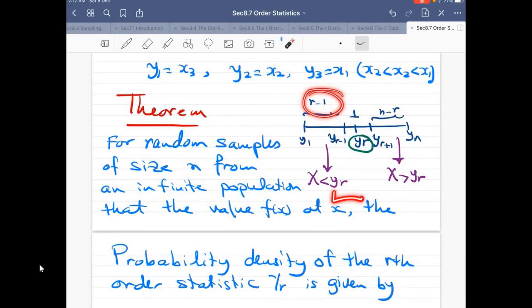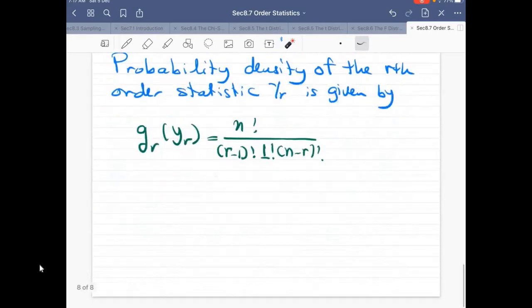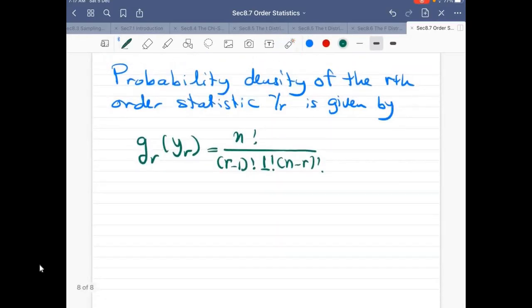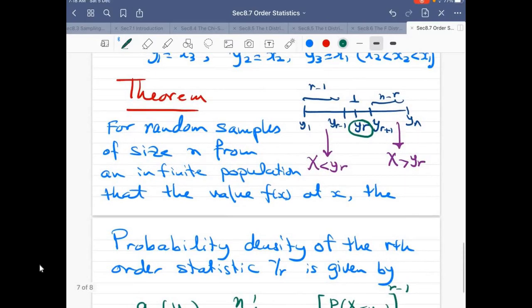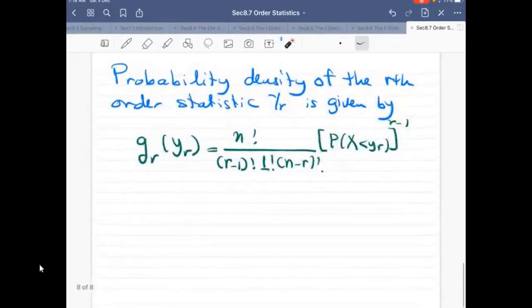I have here for this set of r minus 1 variables, x is less than y sub r, a probability of x less than y sub r. This will be the integral. Let us write it as the probability of x less than y sub r, to the power r minus 1, times the probability density at y sub r.